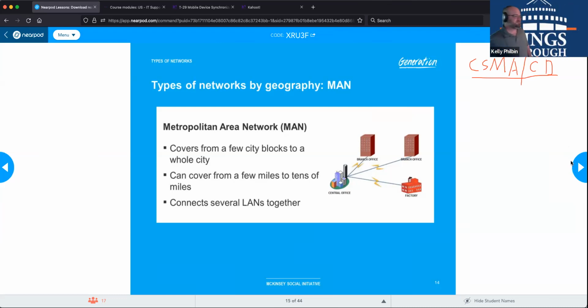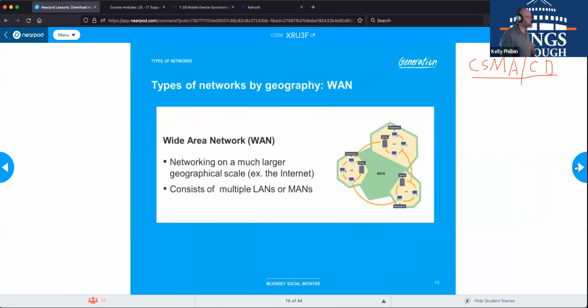Now we have to go out a little bit further, to a WAN, which is a wide area network. So, a much larger geographic scale. This could be an entire continent, or multiple continents connected together. Essentially up to a global network. That all falls under a WAN, wide area.